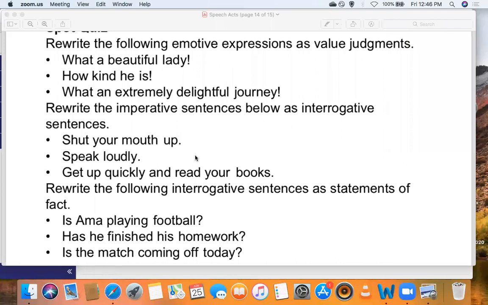Well, okay, fine. It's also acceptable. "Did you shut your mouth up?" Okay, fine. "Please, can you kindly shut your mouth up?" Can you add that word, kindly? No, then it is not an interrogative. It will still be an imperative.